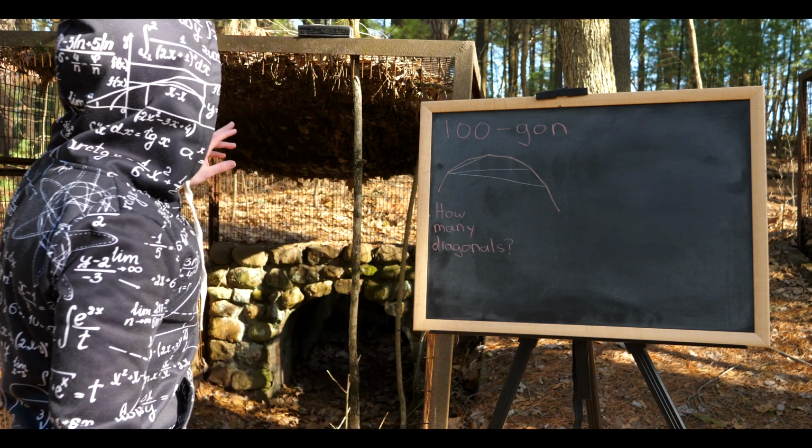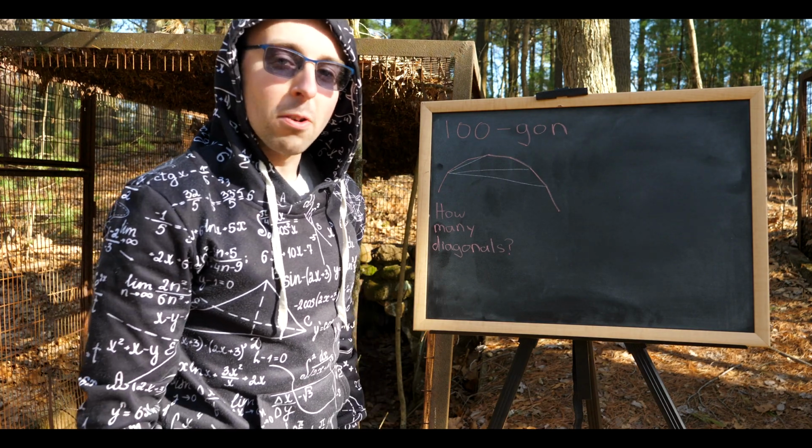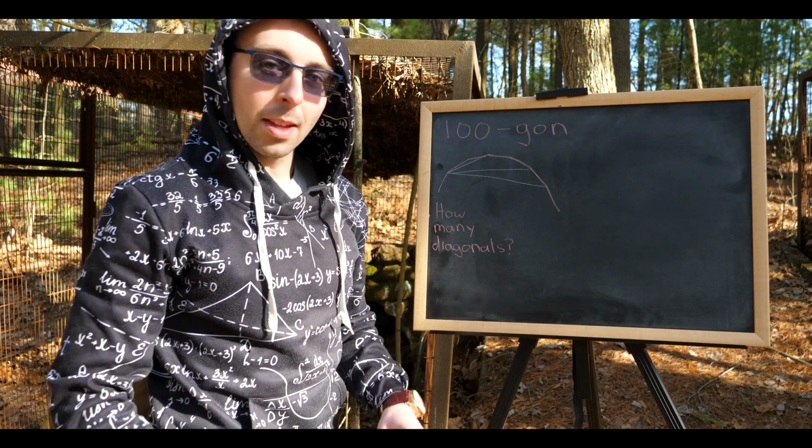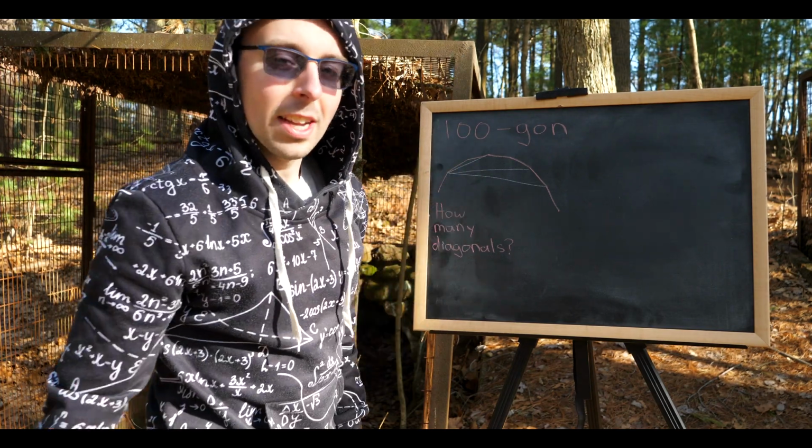Again, I'm here by this empty cage of a 1900s animal sanctuary out here in the woods, but that's not why we're here. That's not interesting. We want to know how many diagonals are in this 100-sided polygon.